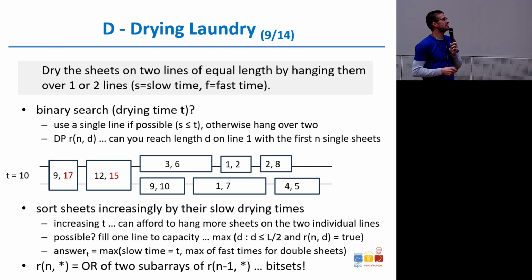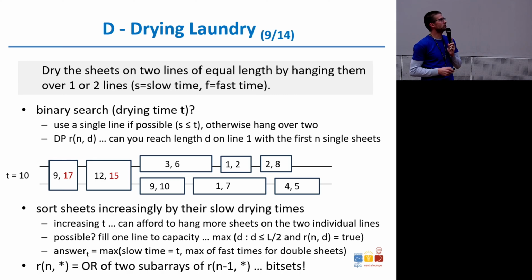So as we're increasing this threshold, we can afford to hang more and more sheets over 2 individual lines. So we start with everything over 2 lines, and then we're changing this. And we have to figure out whether this is even possible. How do we do that?